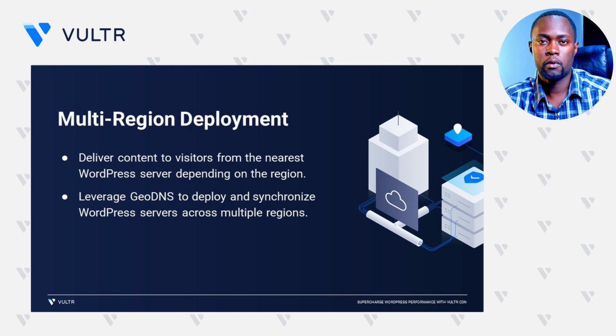For example, you can have a single WordPress server located in one location and child WordPress servers located in other locations. In return, this will help you deliver content to visitors from the nearest WordPress server possible, depending on the site visitor's location. In addition, you can do this by leveraging GeoDNS to deploy and synchronize with WordPress servers in these locations without affecting the general WordPress lookup time and data availability plans.